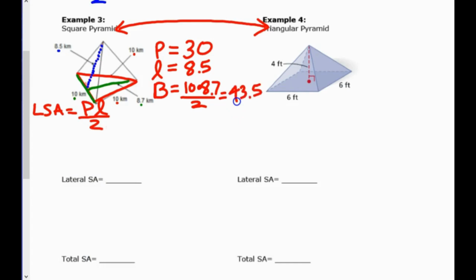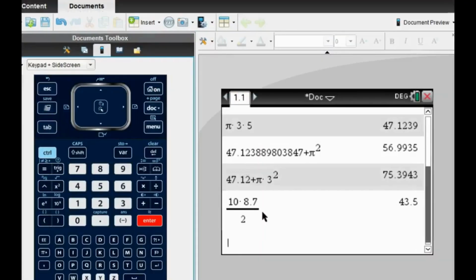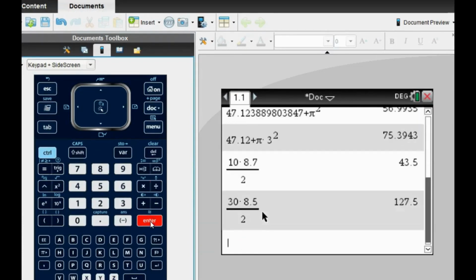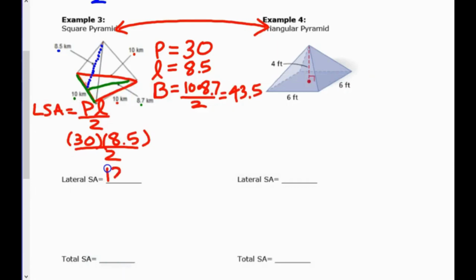Since I did it that way, now all I need to do is plug stuff in. So PL over 2. P is 30. L is 8.5. And then we just divide it by 2. 30 times 8.5 divided by 2 is 127.5, and I do have units, kilometers, and it's going to be squared because we're talking about surface area, right?